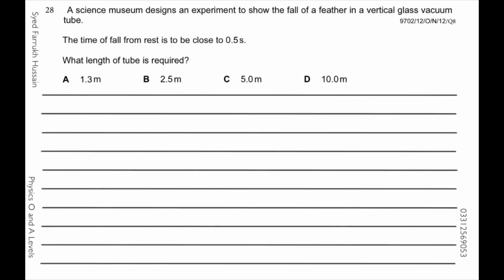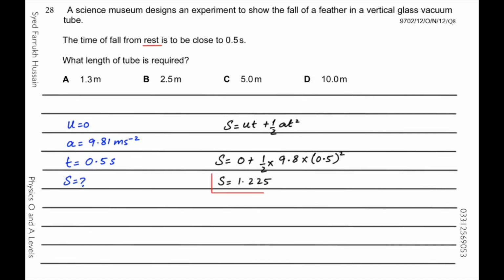A science museum designed an experiment to show the fall of a feather in a vertical glass vacuum tube. The time of fall from rest is to be close to 0.5 seconds, and you have to find the length. Make the data: initial speed 0, acceleration 9.81 meters per second square, time 0.5, and find the distance. By the equation you can find the distance to be 1.225 meters. So the tube must be slightly bigger than this distance because the time is close to 0.5 second, not exactly 0.5 second. So it should be 1.3 meters.